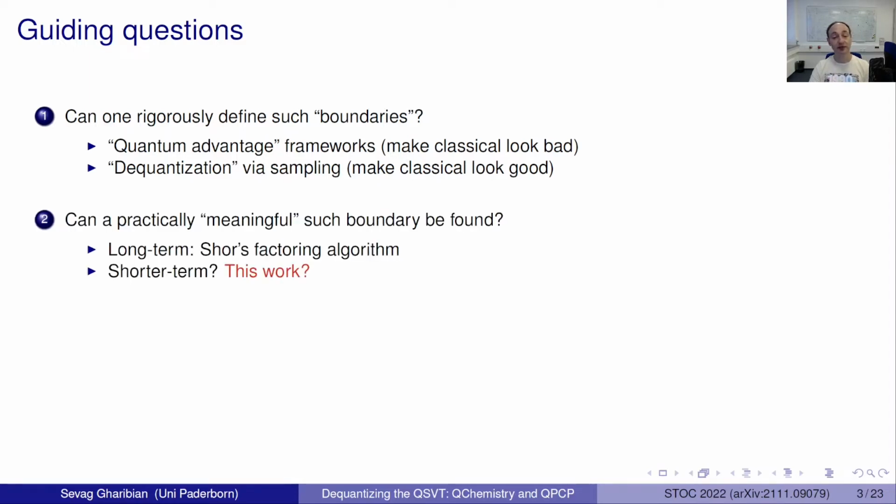The second thing we care about is, if we're trying to find a boundary between the power of classical and quantum computing, ideally we want this to be a boundary based on some meaningful practical task. In the long term, of course, that practical task would be something like Shor's algorithm, because nobody believes, at least for the most part, that factoring can be solved efficiently classically. But in the lab, the field is nowhere near, unfortunately, being able to actually run Shor's algorithm at a large scale. It's really difficult to build these computers. So in this work, we'll touch on something that maybe in the shorter term might be a meaningful alternative.